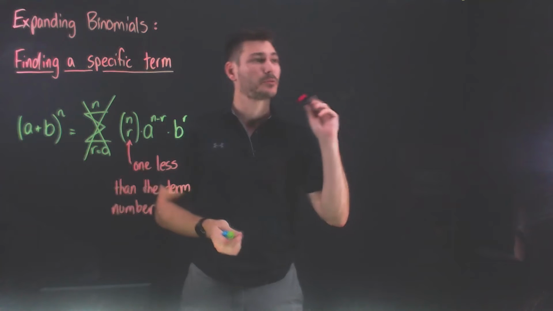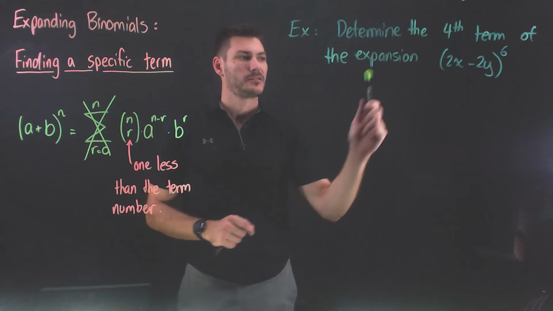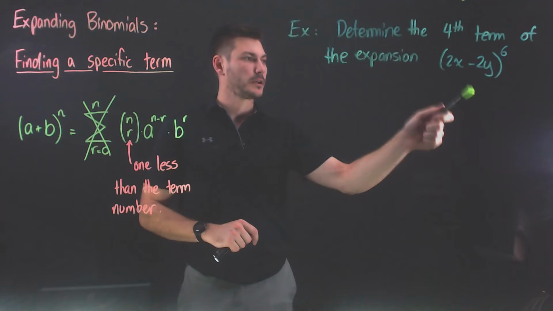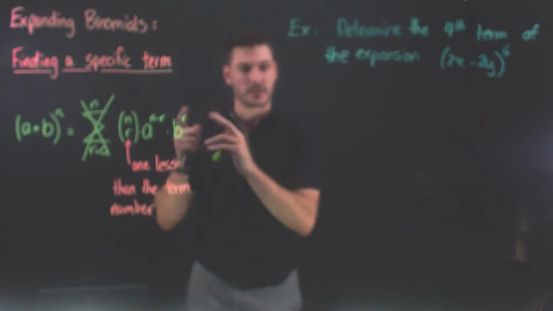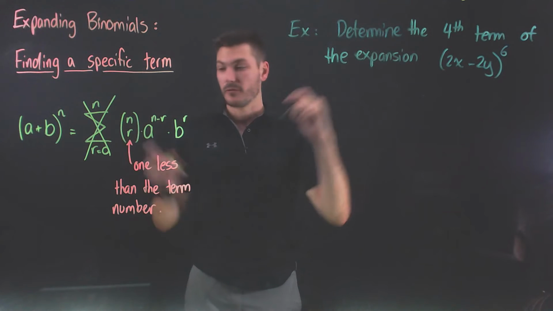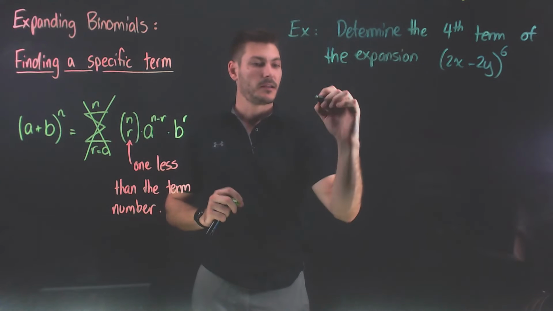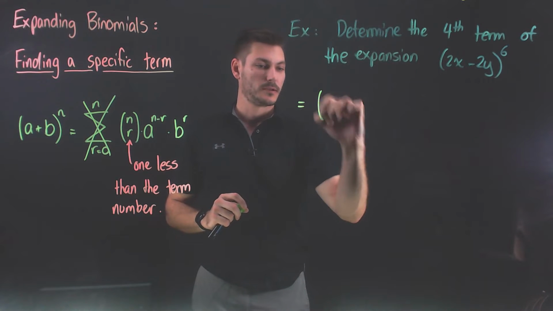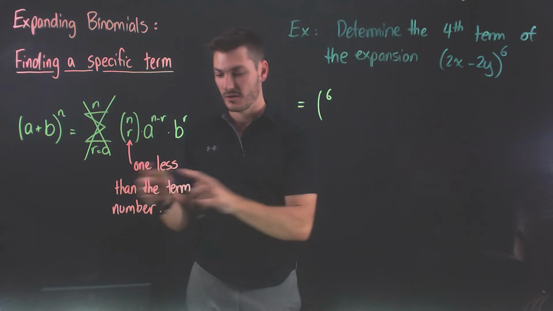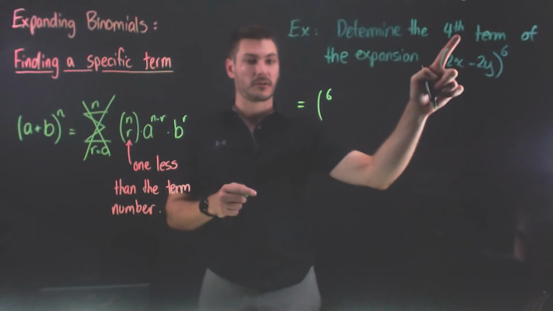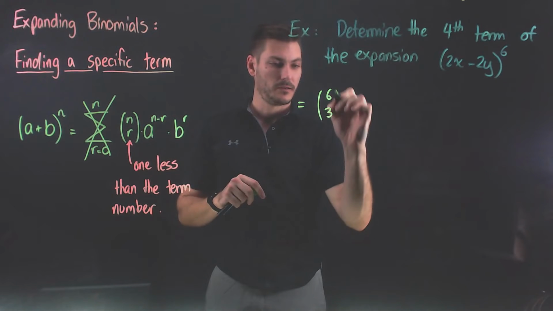And we're going to use that example up here. Determine the fourth term of the expansion (2x - 2y) all to the power of 6. Right, so we're going to use just this bit here. So we're going to set it up and say, well, first of all, n represents the power that we're raising it to. So we're going to say that n is going to equal 6. And remember this part, 1 less than the term number. We're looking for the fourth term. So this r value is going to be 1 less than 4. It's going to be a 3.